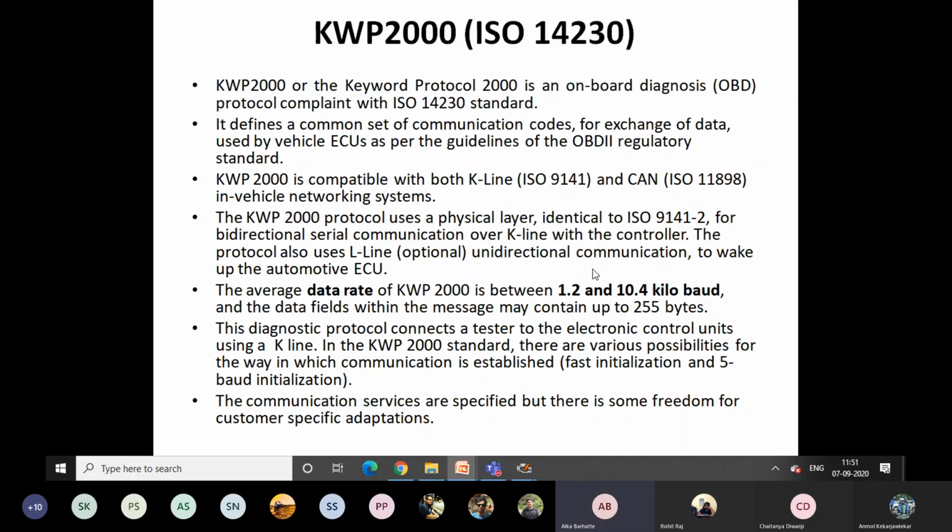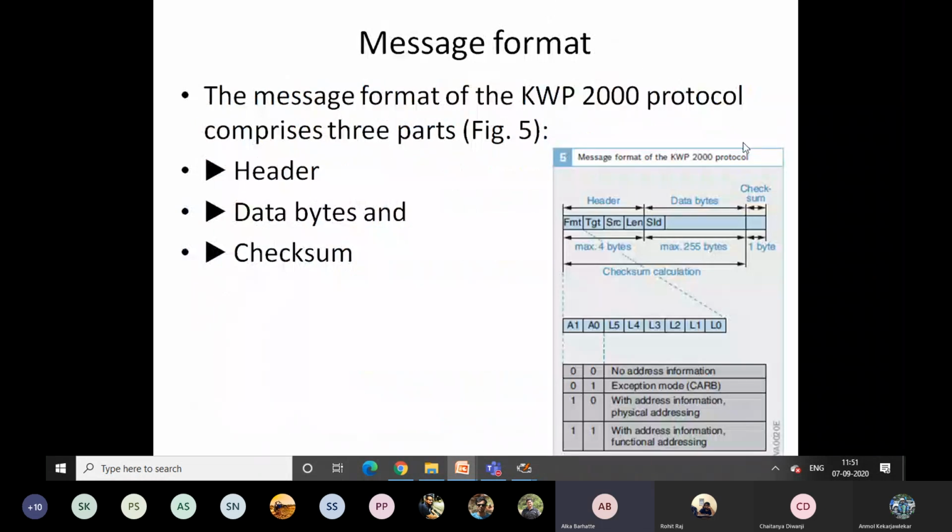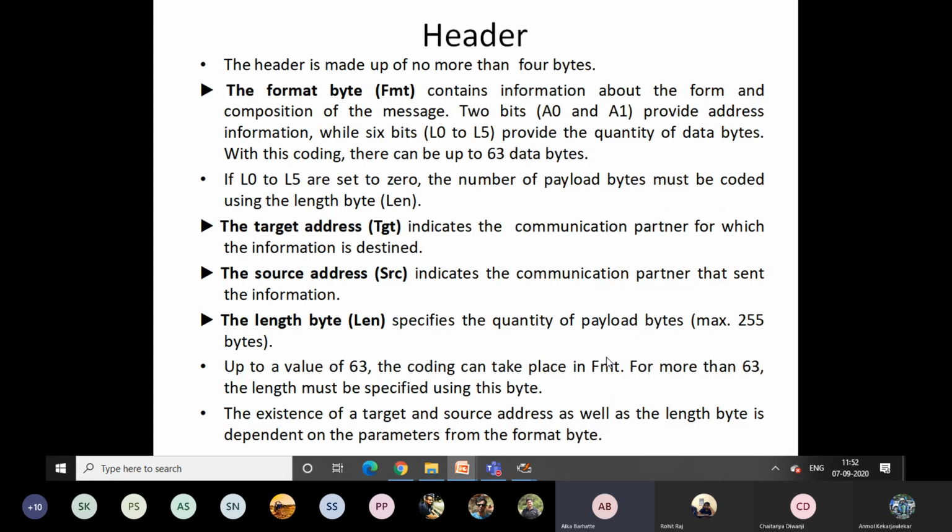So this is about your KWP. The message format used by this KWP consists of three different parts. The first is the header, whose maximum size is up to 4 bytes. Then the data bytes, as I said, it can transfer data up to 255 bytes, and one checksum byte exists. The first byte of the header is the format byte.